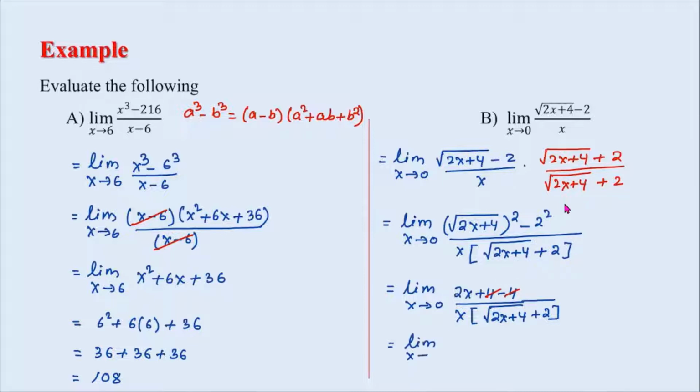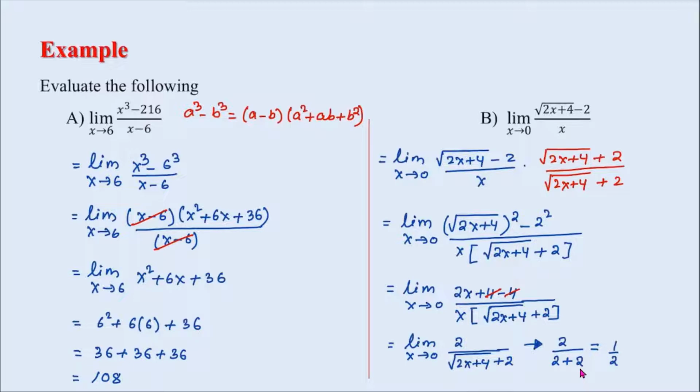And finally, what we get is the limit as x approaches 0. If you look at it carefully, here is 2x divided by x. 2x divided by x is 2, so we get 2 divided by the square root of 2x plus 4 plus 2. Now you can perform the direct substitution here. In the numerator, you have a 2. In the denominator, if you plug in 0, 2 times 0 is 0, 0 plus 4 is 4, and the square root of 4 is 2. So that is 2 from the square root, and there is also a 2 outside, which is 2 over 4, or half.